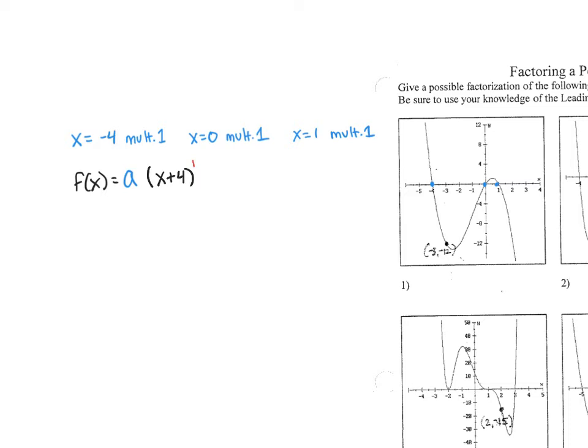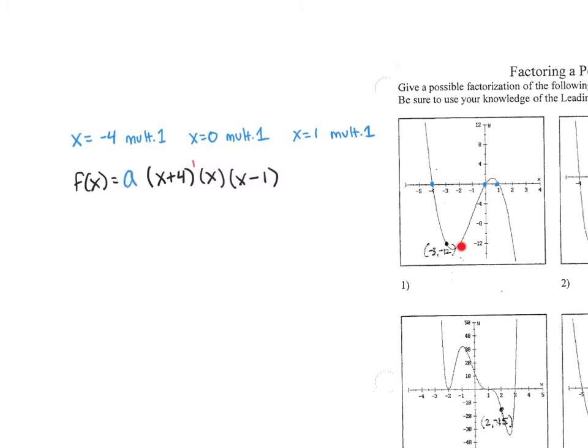Our other factors are going to look like x, or x plus 0, if you'd like, as well as x minus 1. And again, if you'd like to put multiplicities of 1 up there, you can. But this is as much of the function as we currently have. We have all of our factors here with their multiplicities, but I need to know what that a is.